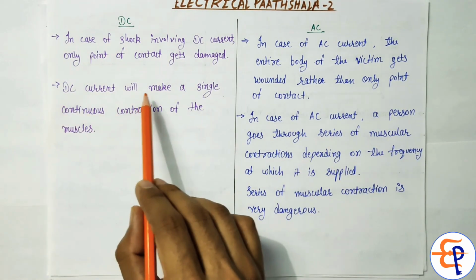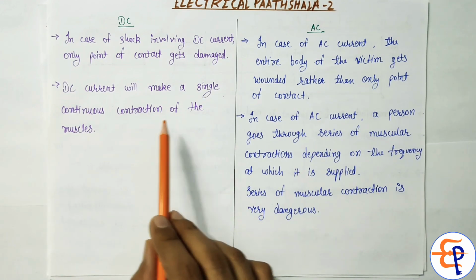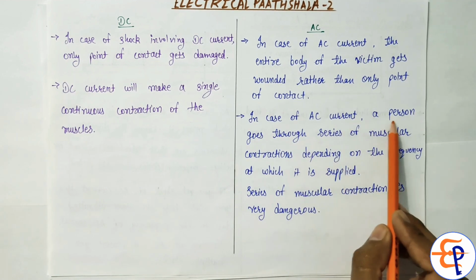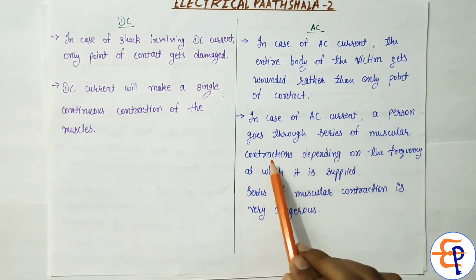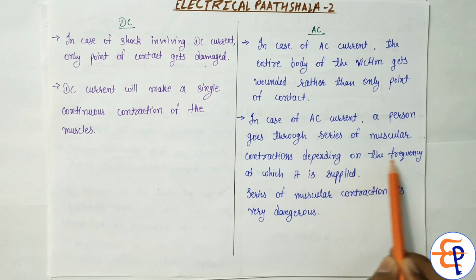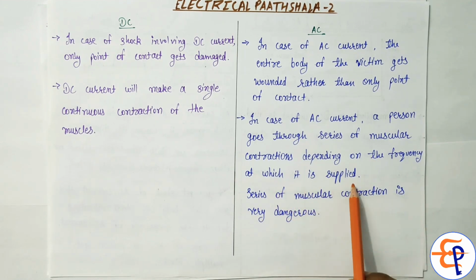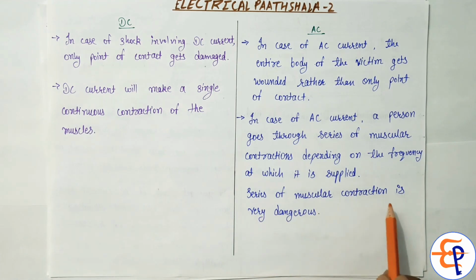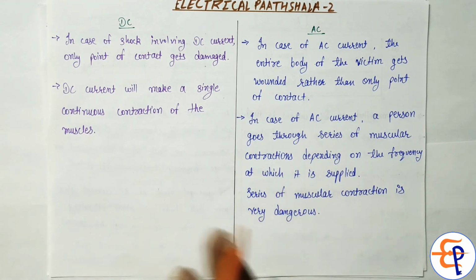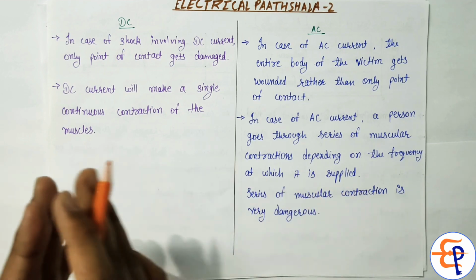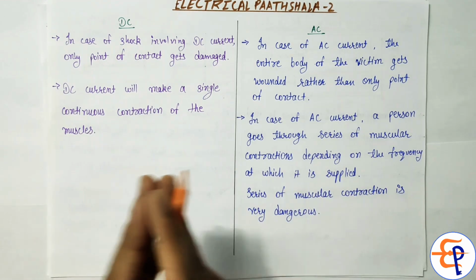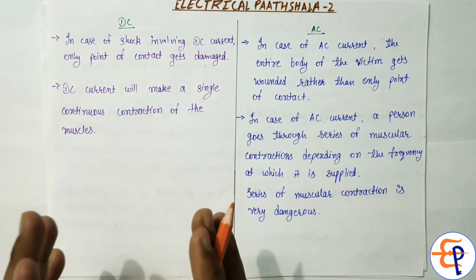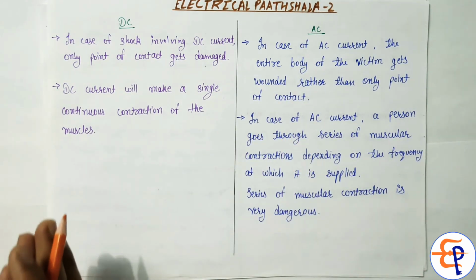Finally guys, DC current will make a single continuous contraction of the muscle. And on the other hand, in case of AC current, a person goes through a series of muscular contractions depending on the frequency at which it is supplied. And as a matter of fact, a series of muscular contractions is very dangerous. So guys, these are the differences between a shock involving DC and a shock involving AC current, and these are all the factors on which electric shock intensity depends.